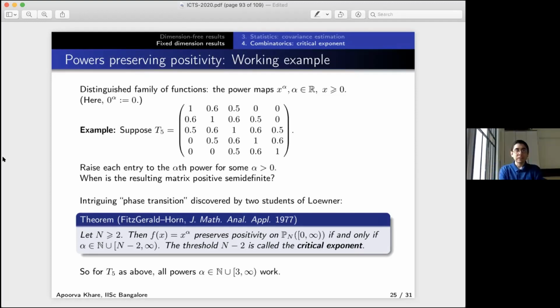And so, for example, in the above matrix, this is a 5 by 5 matrix. So every power bigger than 5 minus 2, every power bigger than or equal to 3, will work. The question, of course, is can we do better? Can you improve on the 3 and make it less? In this case, of course, the answer is yes, you can do better. That's why I chose this matrix.